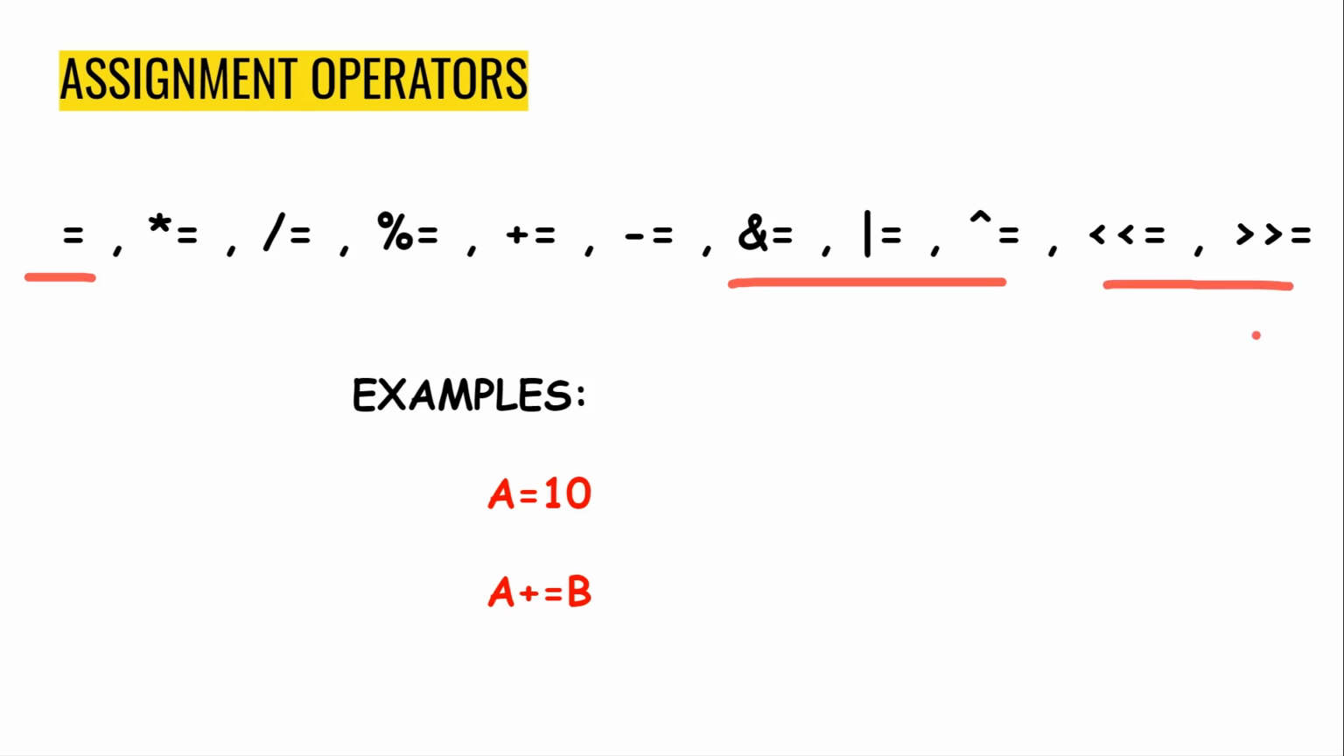Here in the example you can see we have A is equal to 10, which means that the variable A is assigned a value 10. In the second example we have A plus equal to B, which is equivalent to A is equal to A plus B. Here, instead of repeating the A operand twice, we are denoting it in a shortened notation, A plus equal to B. So this type of assignment we call a compound assignment operator.